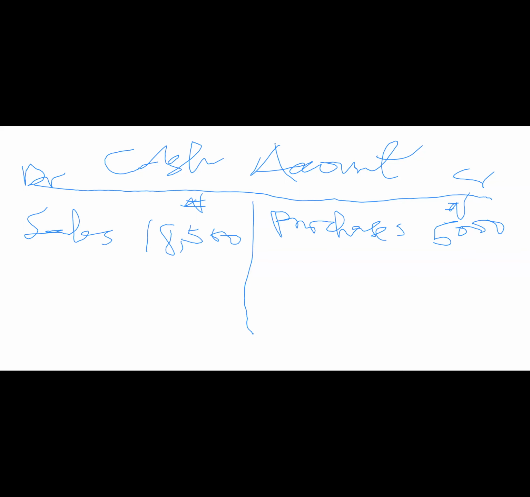Paid wages by cash. 2,000 naira. Wages by cash. How much? 2,000 naira. 2,000. Now what's the next one? Paid insurance by cash. 1,800. Paid insurance. 1,800. The next one.